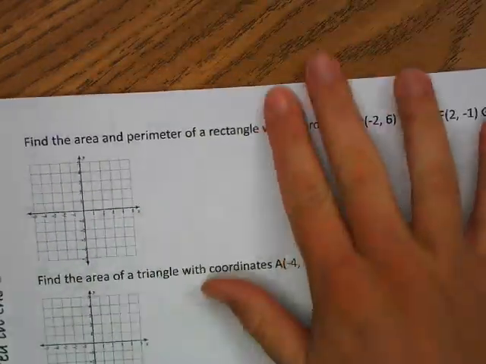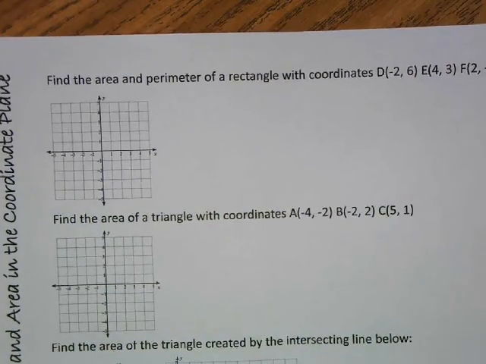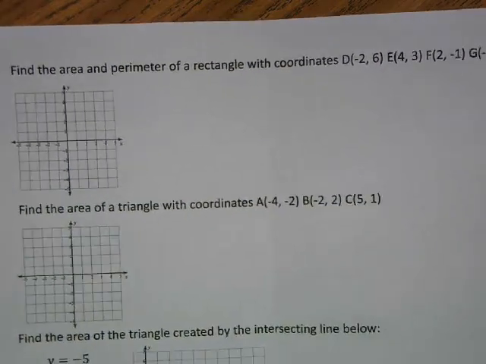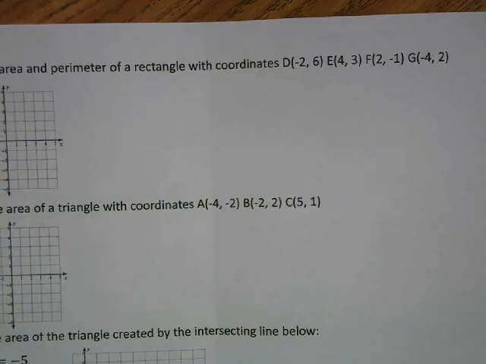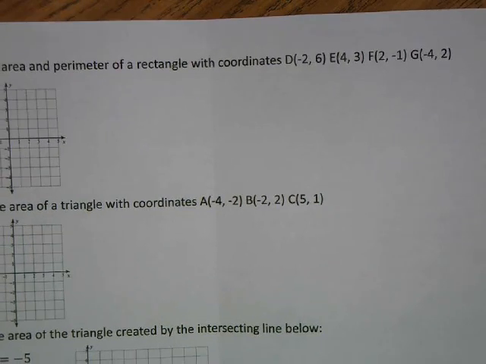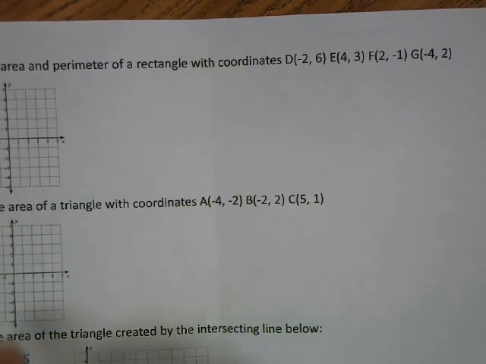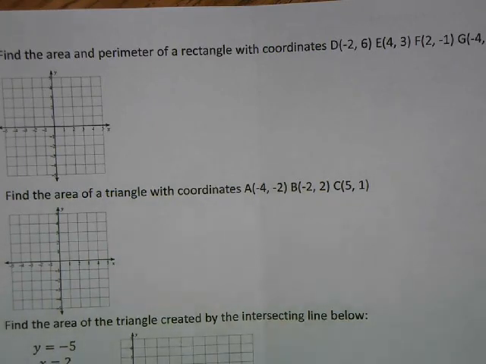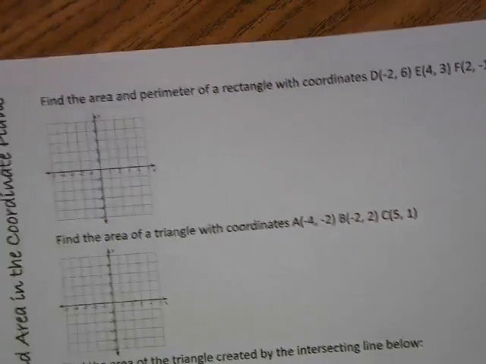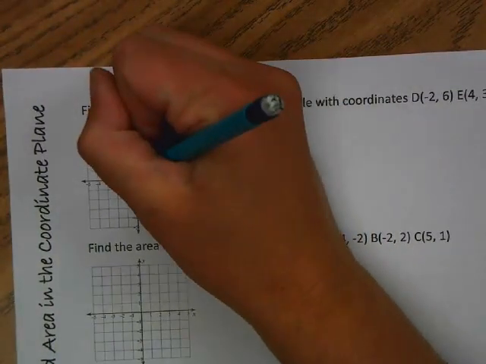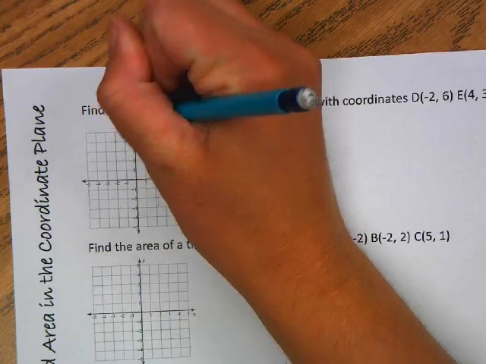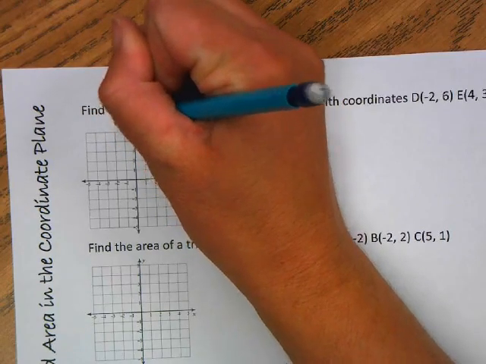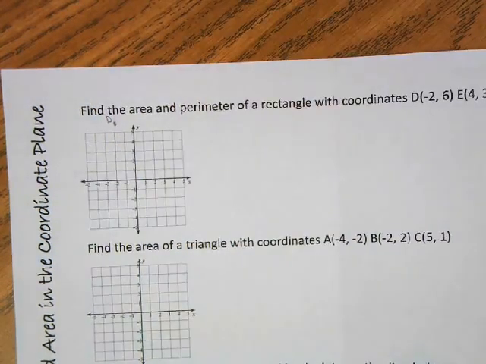So opening up your notes, the very first example, find the area and perimeter of a rectangle with the following coordinates. So the first thing you're going to have to do is plot those coordinates in the coordinate plane just so that you can get a visual of what this is going to look like. So starting off with point D, you want to go to the left 2, up 6. Might be a little off the grid, but there's point D.